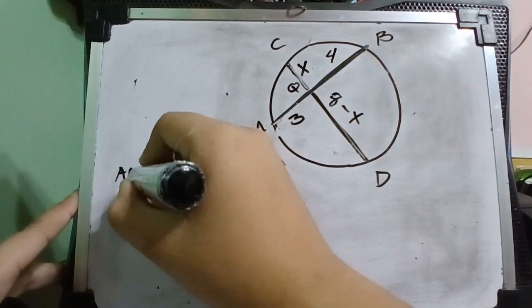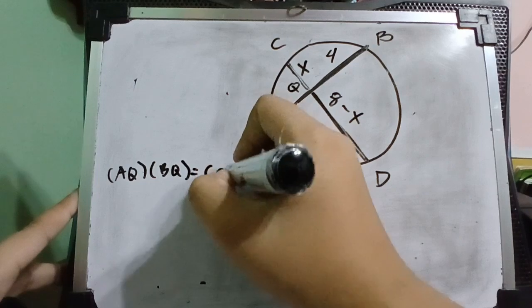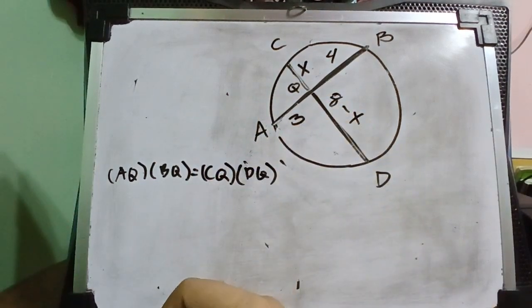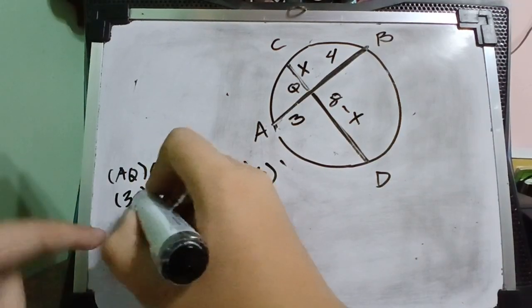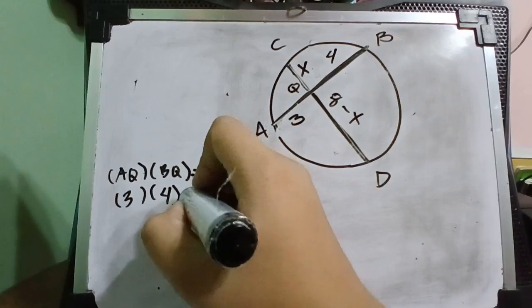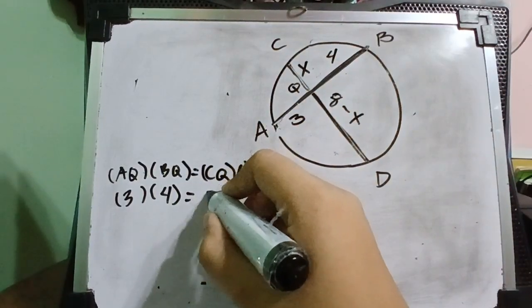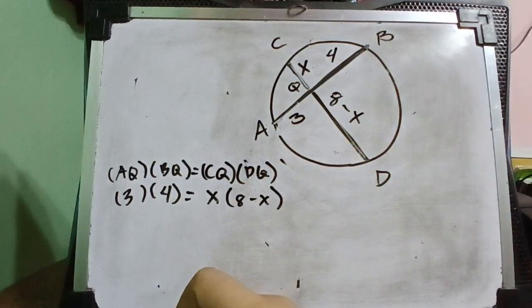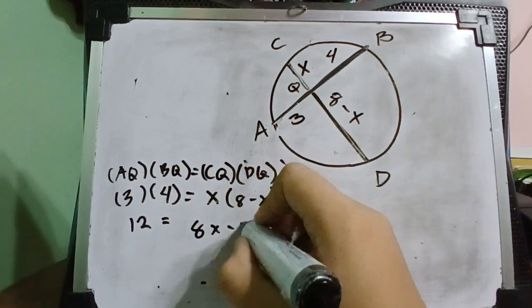Okay. AQ multiplied by BQ is equal to CQ multiplied by DQ. Where AQ is equal to 3 multiplied by BQ, which is 4. That's 12. And then CQ multiplied by, or CQ is x multiplied by 8 minus x, or DQ. So, magiging 12 ito is equal to 8x minus x squared.